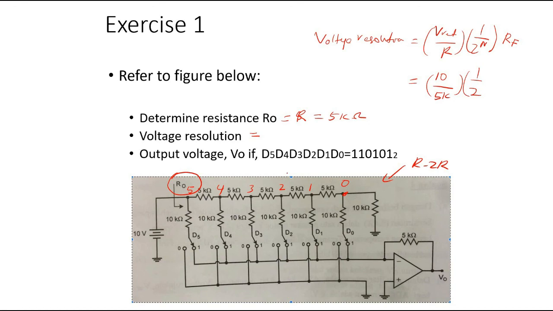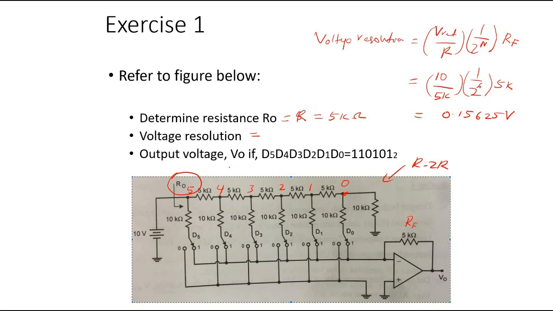Macam mana kita nak tahu berapa bit? Kita tengok kat sini, dekat switching sini. D0, D1, D2, D3, D4, D5. So kita ada berapa? 6. So it means 6 bit. Okay, multiply with RF. RF here, this is RF 5K. So kalau kita calculate voltage resolution kita, kita akan dapat lebih kurang 0.15625 volts.